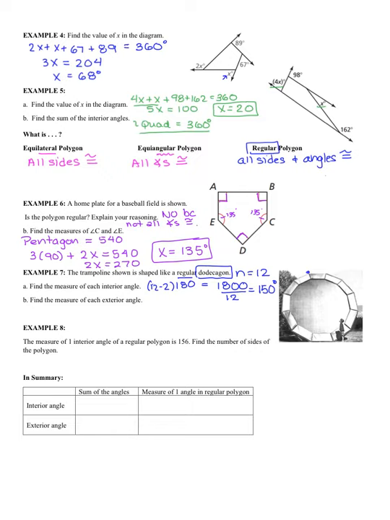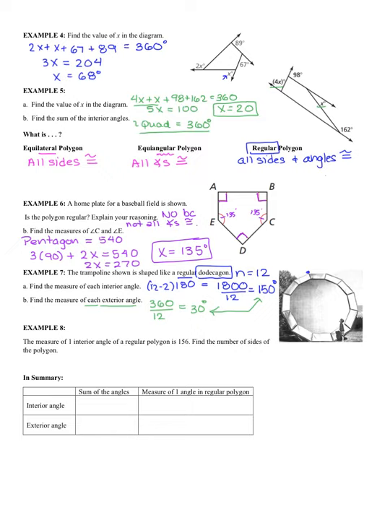Now in the next one, find the measure of each exterior angle. Well, I know the sum of the exterior angles is 360, so distribute that among all 12 angles. That tells you each exterior angle would be 30. Notice that these two are supplementary. Every interior is 150, which means every exterior should be the supplement, which is 30 degrees.